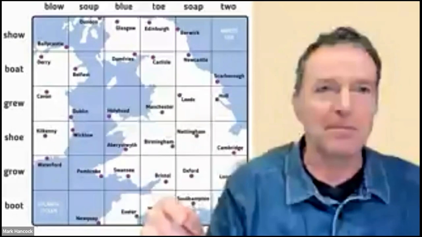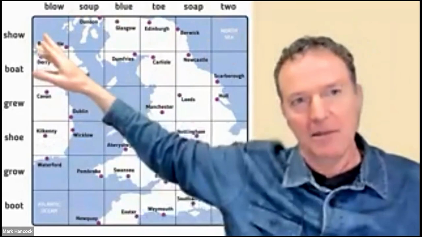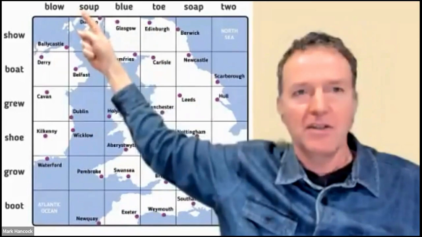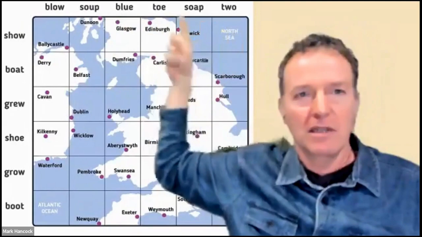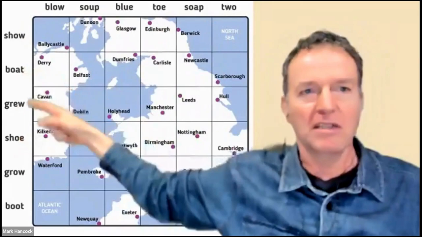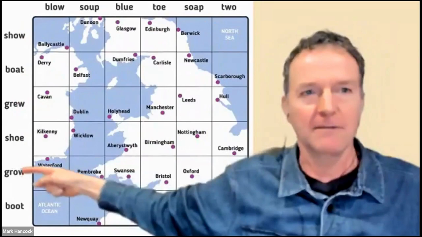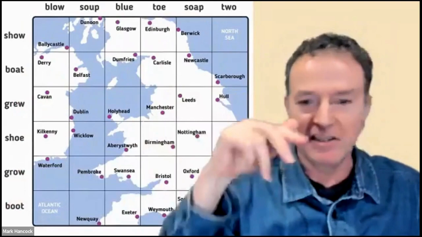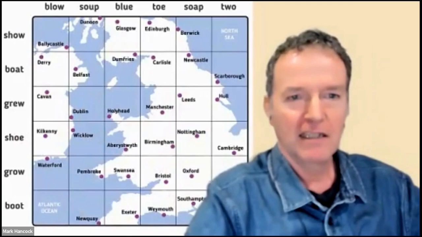So get a map that's relevant, and you put minimal pairs along the top and down the sides. Minimal pairs being two words which differ by one sound. For example, blow, blue. Soup, soap. And toe, two. Then you've got show and shoe. Boat and boot. Grew and grow. And the idea is that you're just going to tell people where to go by giving two words, like coordinates. Let me just expand part of this map here so you can see a bit better.